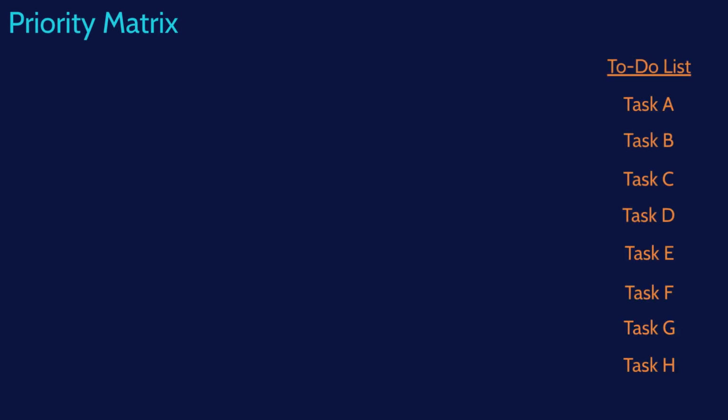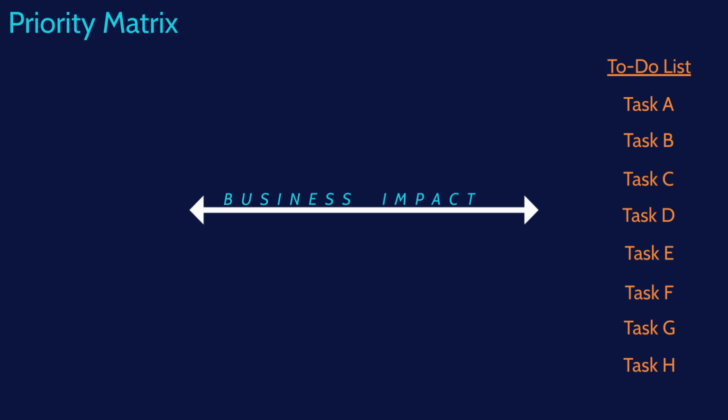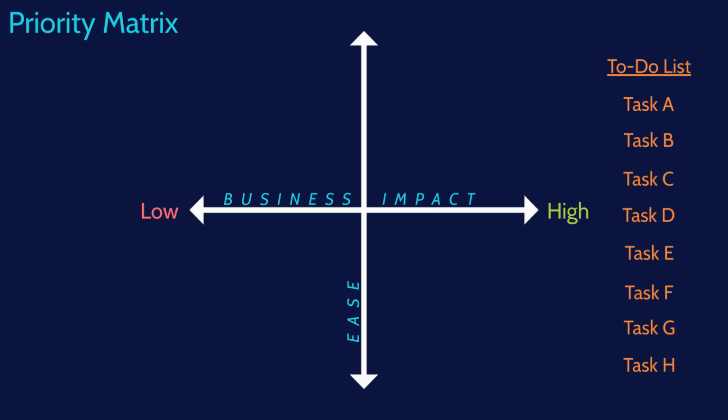The priority matrix helps us to align our tasks by thinking about the impact our work will have and the difficulty of getting something done. The horizontal line represents the business impact of a task, from having low impact on the extreme left to high on the right. The vertical bar in the matrix represents the ease of the task, with very easy being on the bottom and hard being at the top.